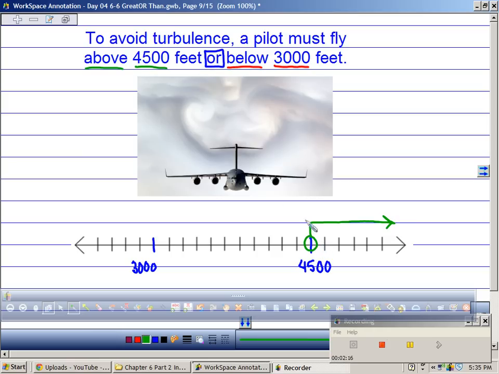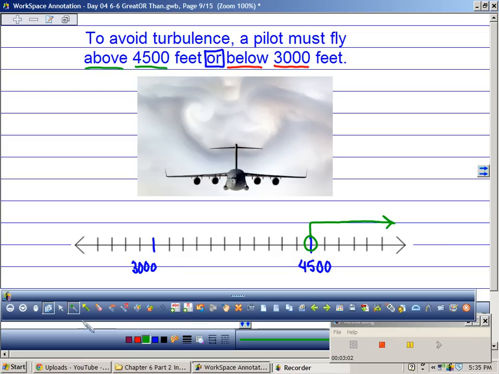And this is specific, right? I mean, if the plane is not supposed to be flying at 4,500 feet, it should not be flying at that height. It needs to be above that. So we would leave this circle open. All right, what about less than 3,000 feet, or below 3,000 feet? That would look something like this.